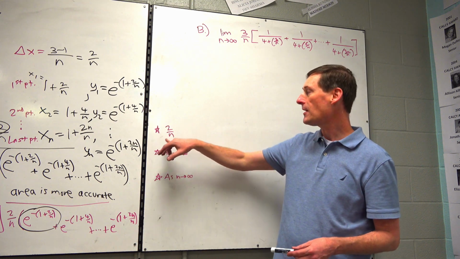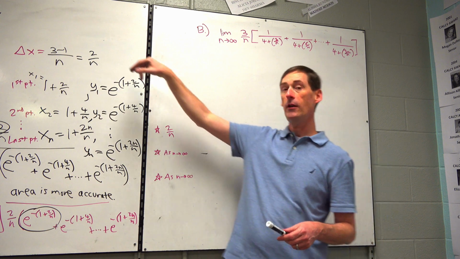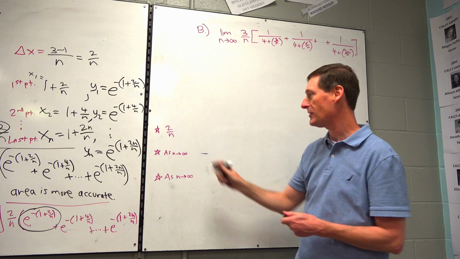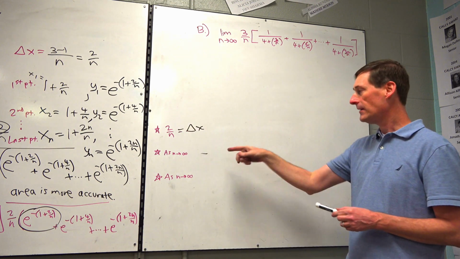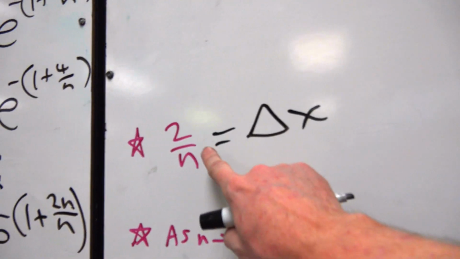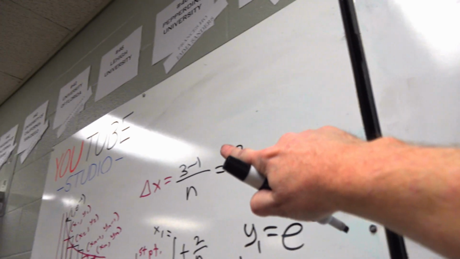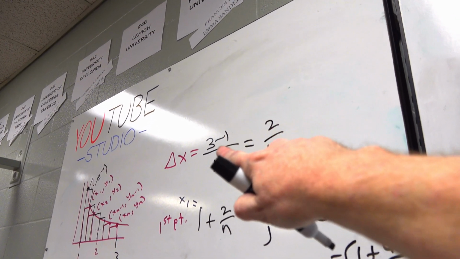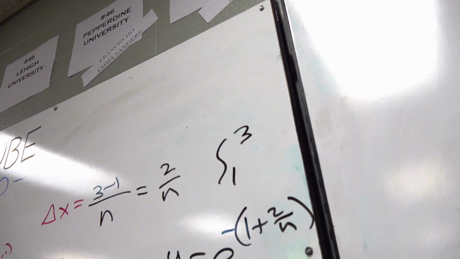All right, let's talk about 2 over n. What was 2 over n again? 2 over n was your building width called delta x, all right? So that's known as delta x. Okay, let's take a look at this one here. I want to show you something. Where did that 2 come from anyway? Wasn't that b minus a, 3 minus 1? What was 3 minus 1? Weren't those the limits of integration on the original integral, right?